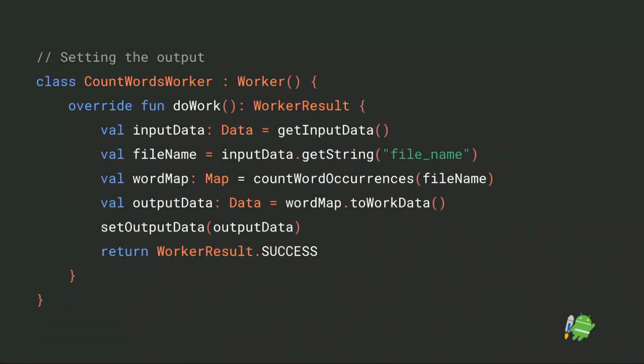But you don't want to do just that. You actually want to also have outputs, right? Now you've done all this work. It should do something. There should be an output for it. So let's say that method that we have returns a map of words to their occurrences. We can convert that map to a work Data. And we can call a method called setOutputData that sets this data. So getInputData, setOutputData.